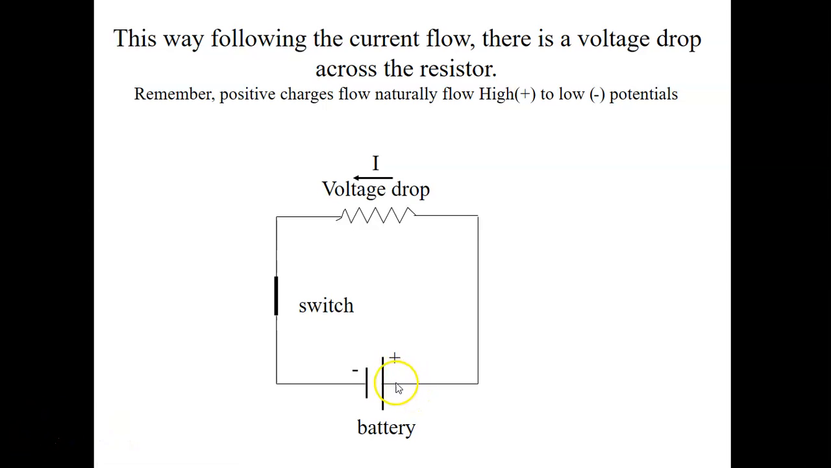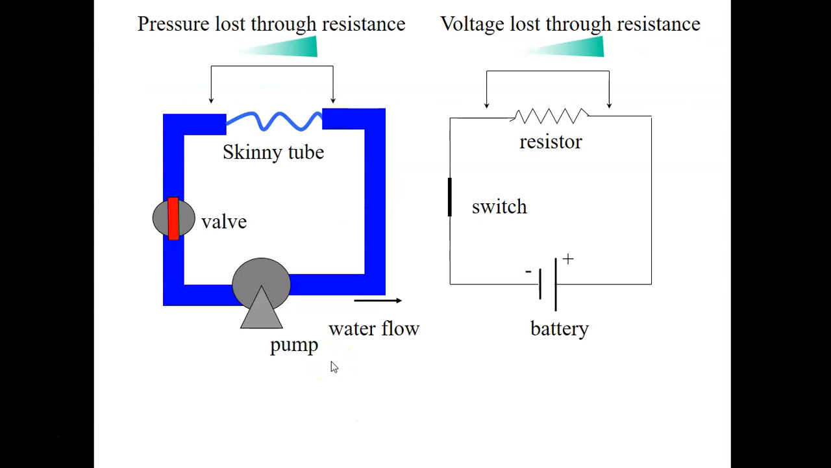So conventionally, the high voltage side of the battery is the positive side of the battery, and so this is the high voltage side of the circuit, and then this is the low voltage side of the circuit, which is the negative side of the battery.